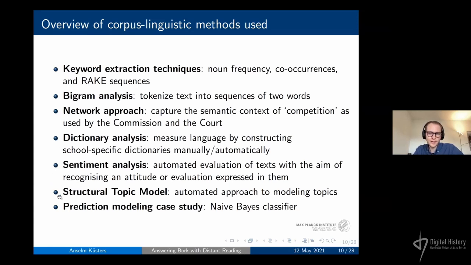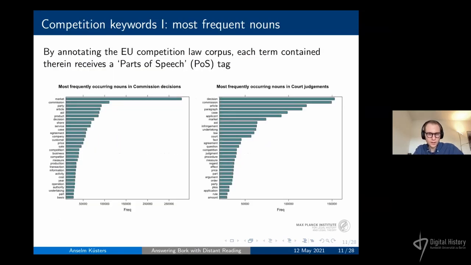And of course, at the end, I will also give you an overview of the structural topic model that I estimated, because this is one of my favorite approaches. And finally, I also give a short insight into a prediction modeling case study that I'm still currently working on. So let me start right away with the first point, keyword extraction.